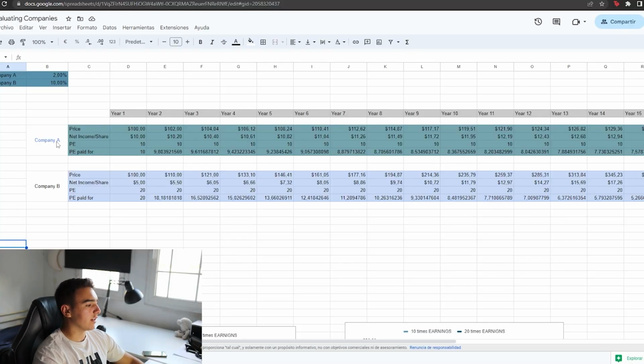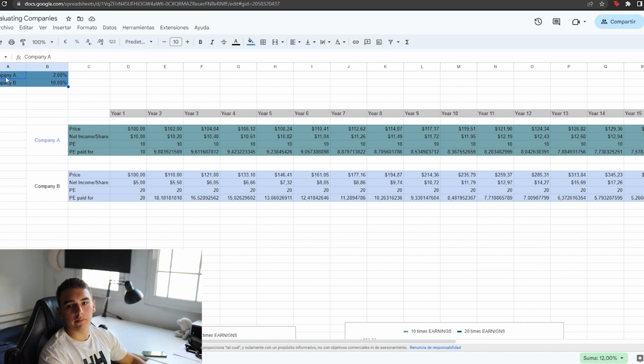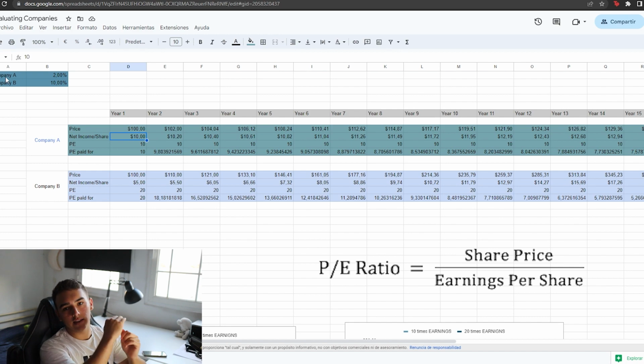Let's check. As you can see here in this Excel sheet I prepared, I have two companies here, which are not two companies specifically. It is just to illustrate a concept. So we get company A, which right now costs $100. A share costs $100, and right now is making $10 a share. So if we take the price and divide it by the dollars it earns every year, we get a price to earnings ratio of 10, and we paid 10 times for those earnings.